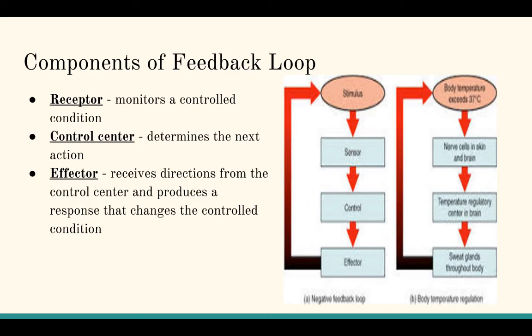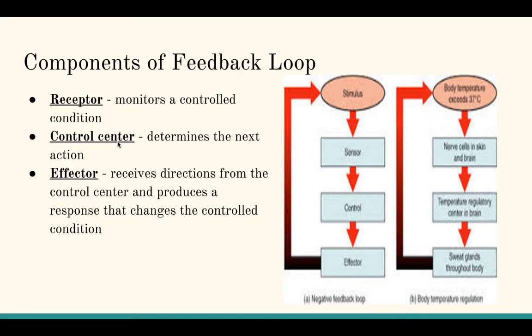We have components of a feedback loop. Each feedback loop has the same components, but there are different types of feedback loops that we're going to be learning about today. The first thing we have here is a receptor. Usually this is something from the nervous system. It monitors a controlled condition. The receptor is also called a sensor. There's a stimulus, and then there's a receptor that senses or monitors a controlled condition.